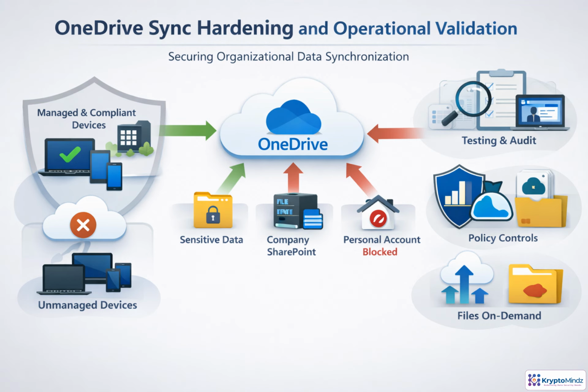OneDrive Sync is useful, but it changes the risk model because cloud files can become persistent local copies. The objective is to let trusted devices sync while blocking unmanaged devices, personal accounts, and unauthorized tenants. Use Intune, OneDrive admin settings, and conditional access together. Require compliant or domain-joined devices, enable files on demand, control known folder move, and limit sync to approved tenants. Then, validate the experience operationally. Test compliant and non-compliant devices, attempt personal account sync, review audit logs, and confirm users still have a workable workflow.